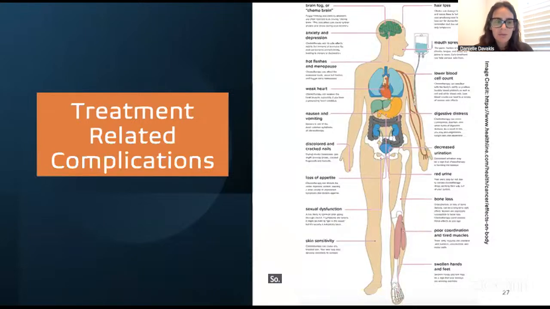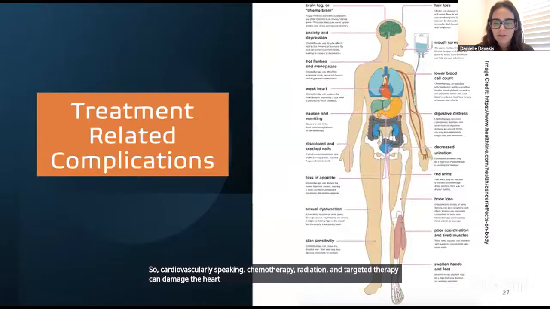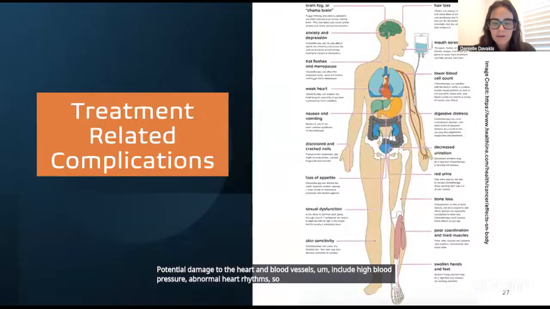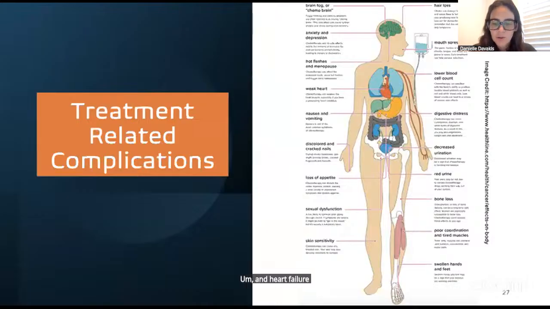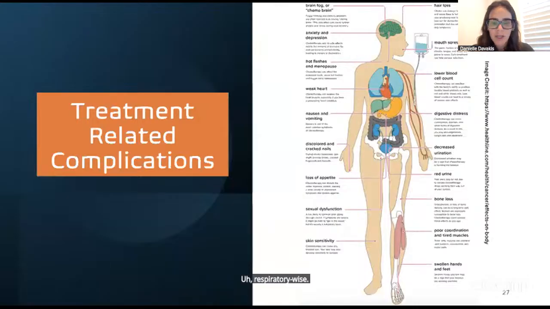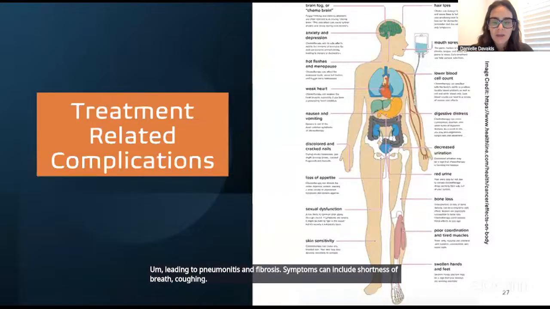Cardiovascularly speaking, chemotherapy, radiation, and targeted therapy can damage the heart and its blood vessels. Potential damage includes high blood pressure, abnormal heart rhythms (arrhythmias), and heart failure, according to the National Cancer Institute. Some drugs, like the anthracyclines, are particularly linked to cardiotoxicity. Respiratory-wise, chemotherapy and radiation can cause damage to the lung tissue itself, leading to pneumonitis and fibrosis. Symptoms can include shortness of breath, coughing, wheezing, and reduced lung capacity.